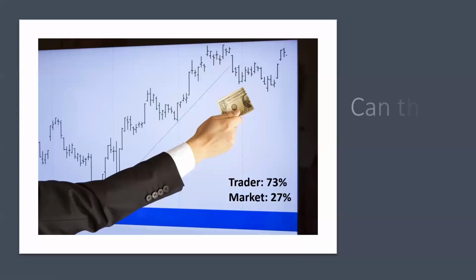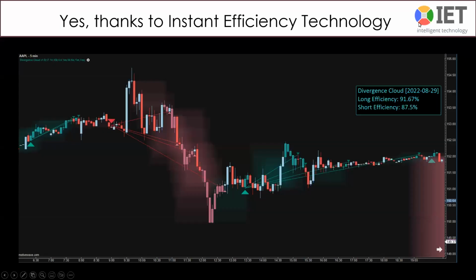Now, let's go back to the topic at hand. The first thing that we investigated over the last years is whether it is possible to pre-calculate the odds of your next trade. We came up with a technology which will calculate some odds, which we call the IET technology, which stands for Instant Efficiency Technology. What this does is present to you directly on the price chart the historical success rates of your long entry signals and your short entry signals. In this case, you can see here, for example, that for this particular indicator, the long success rate was at 91%, and for short trades, it was at 87.5%.